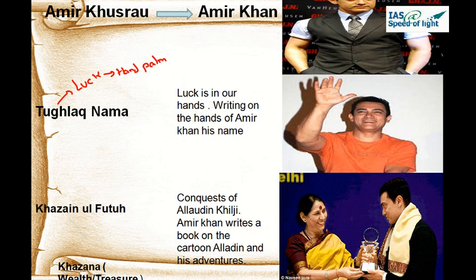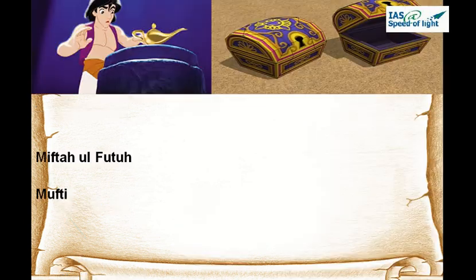Second book is Khazan ul Futuh. From Khazan we get Khazana. Khazana is a Hindi word which means wealth or treasure. This book was written by Amir Khusro, and in this book he has described the conquests of Alauddin Khilji. From Alauddin we get Aladdin, right? Aladdin, that famous cartoon character. So Alauddin Khilji is Aladdin for us, and Amir Khan writes a book on the cartoon character Aladdin and his adventures. And when this Aladdin goes in search of treasures and wealth and khazanas, he wrote a book on that.